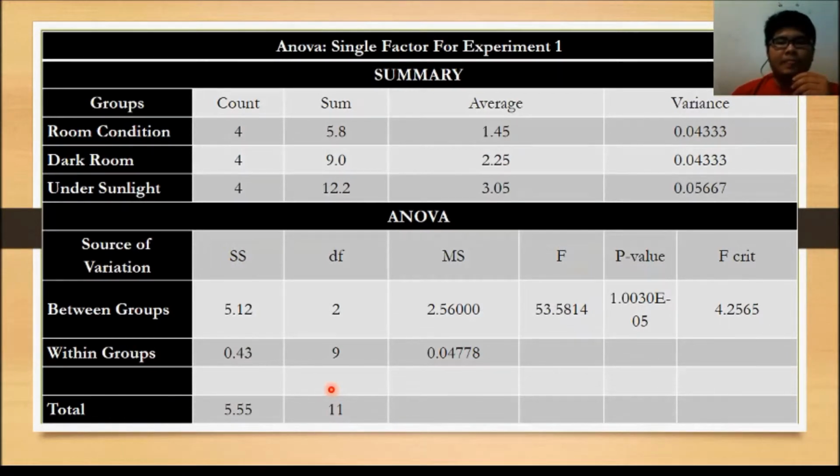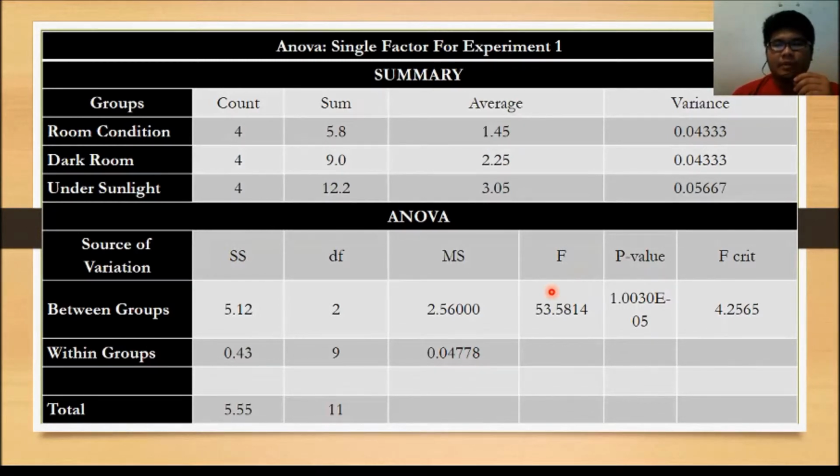To calculate the mean square, we must divide the sum of squares by the degree of freedom for both groups. So we get 2.56 for between groups, while for within groups we got 0.04778. And finally, we are going to find the F value, which is the ratio between groups and within groups. And we got 53.5814.